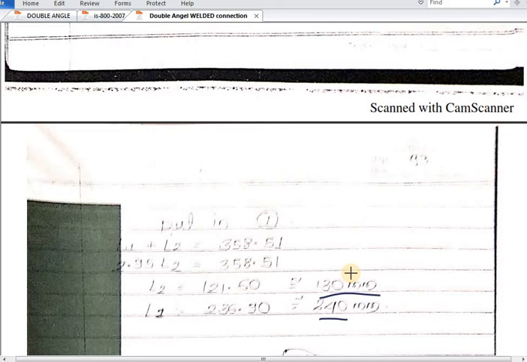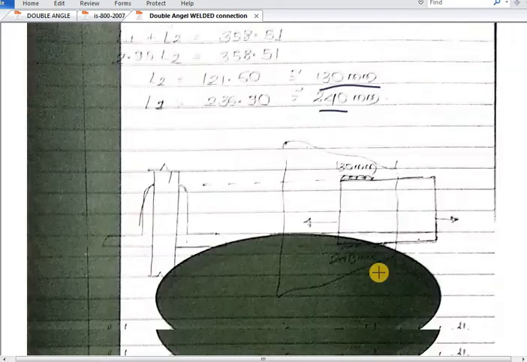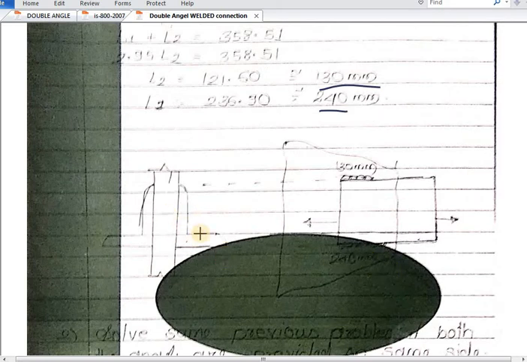So in this way we have calculated L1 and L2 by considering the double angle sections. We have solved the numerical related with the double angles. In previous lectures we have seen single angle, but in today's lecture we have seen the double angle sections. Again there is this figure, a small figure that has been drawn.